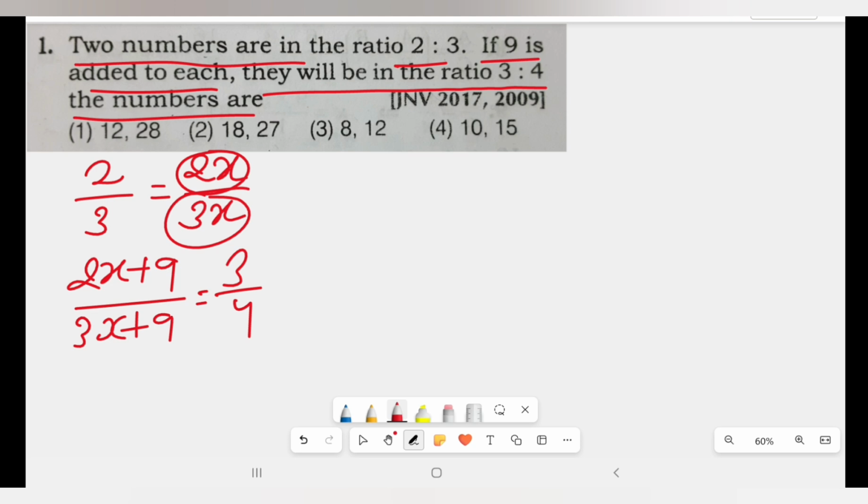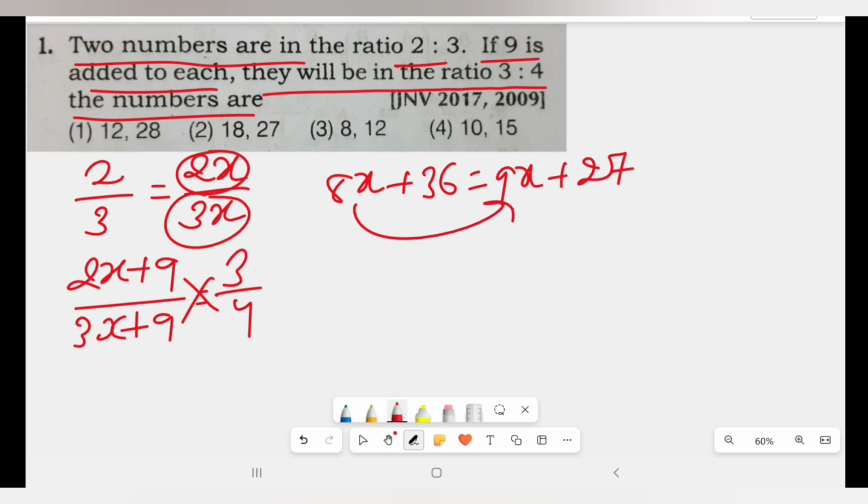Okay, so as you know, let us cross multiply these two. Here 4 into 2x is 8x plus 36, 4 into 9 is 36, and here 3 into 3x is 9x plus 27. All right, so take this to the right hand side and take 27 to the left hand side.